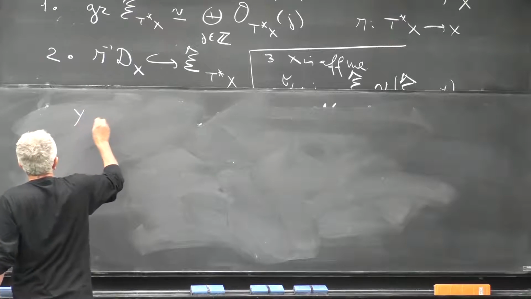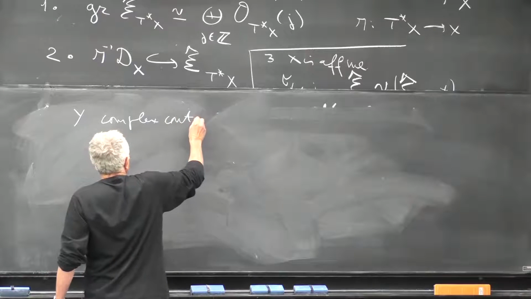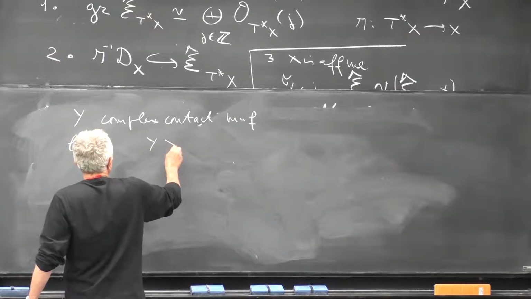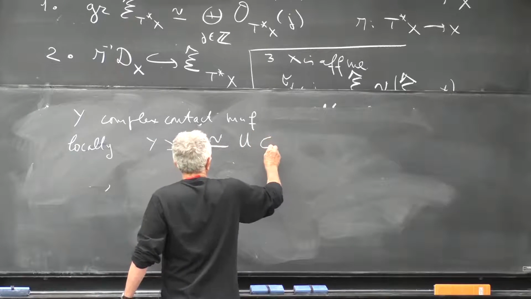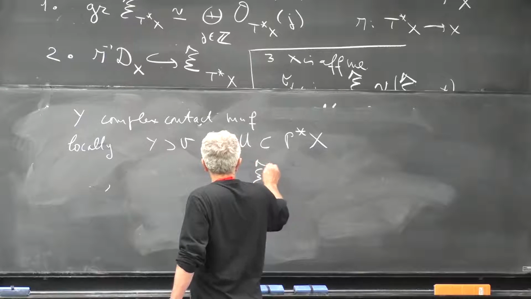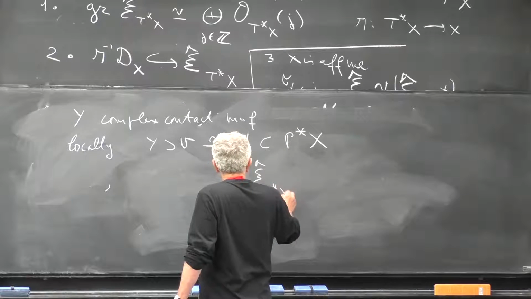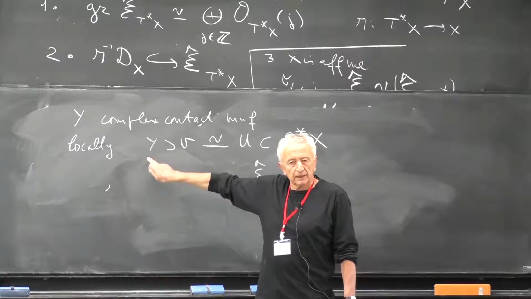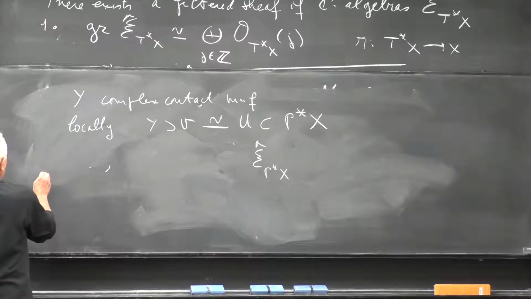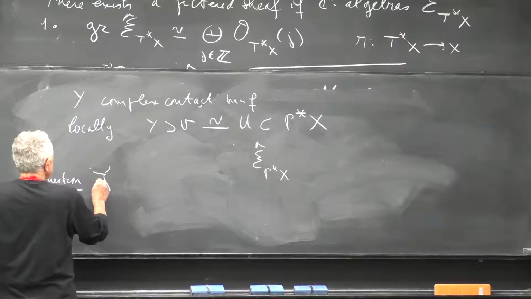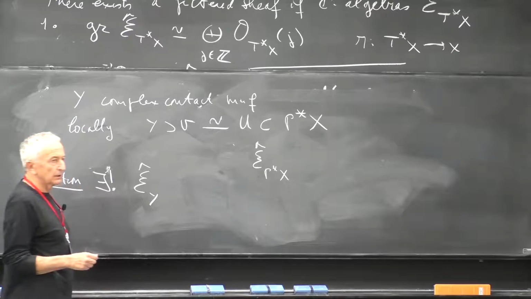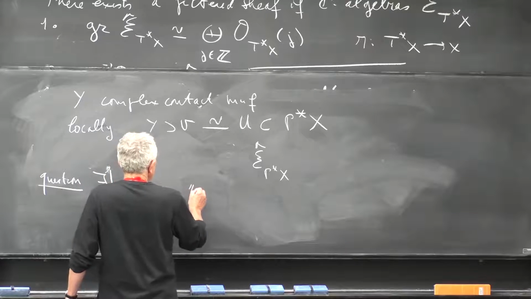Now, if Y is a complex contact manifold, then locally, there exists a contact isomorphism to an open subset of some cotangent bundle. So here you have the sheaf, or formal, let's say formal, E star X. So a natural question is, does there exist a sheaf on Y which is locally isomorphic to the sheaf of microdifferential operators? So question, does there exist a unique or canonical E Y, formal or not formal? Okay. So the answer is yes, with a quote.